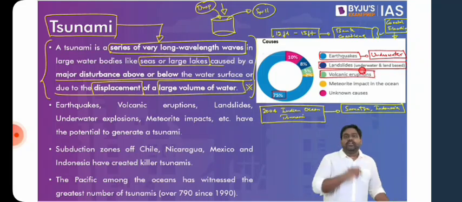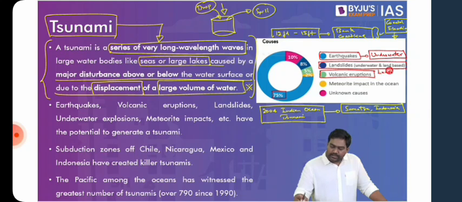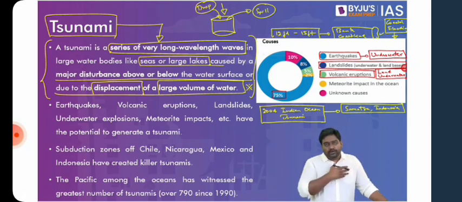Then volcanic eruptions. Volcanic eruptions happening on land and also underwater. There can be underwater volcanic eruptions, or even on land, near the coastline or near the sea. If there's a massive volcanic eruption and all the lava and magma rushes into the sea or the ocean, even this can push a tsunami wave.